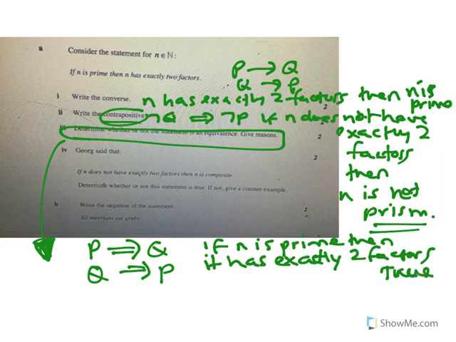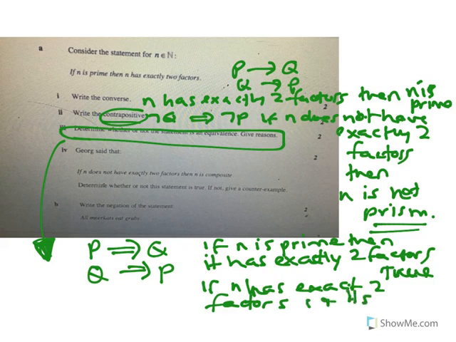Okay, and then if you did it the other way, if N has exactly 2 factors, the only 2 factors it could have would be 1 and itself, because every number has 1 and itself plus other factors, then yeah, N is prime, so that's true. So therefore, the statement is equivalent.